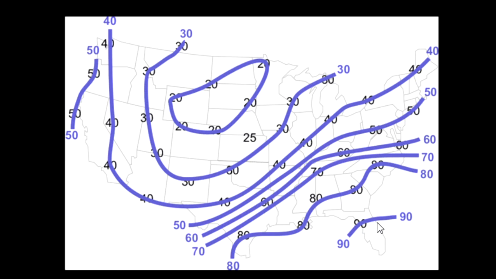Each of these individual lines, notice, does not cross the others. They either go to the edge of the map or they form a circle. They don't break apart either. Once again, all points along the same line have the same value. So if I'm going to the right in this case, everything is going to be lower than 40. If I go to the left, everything is going to be greater than 40.